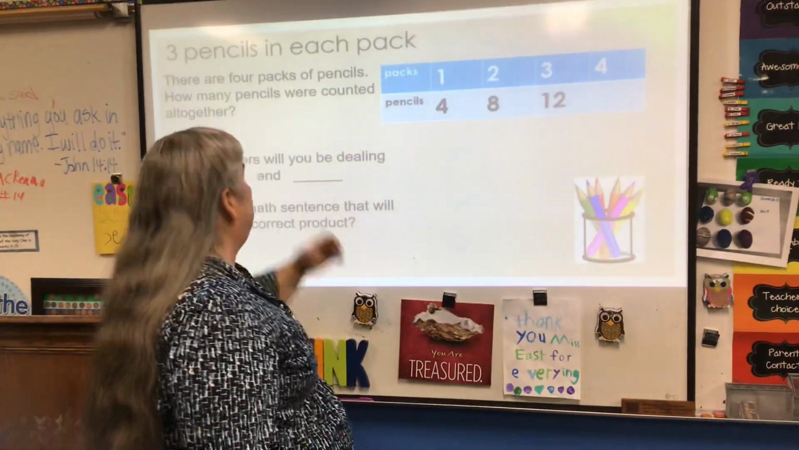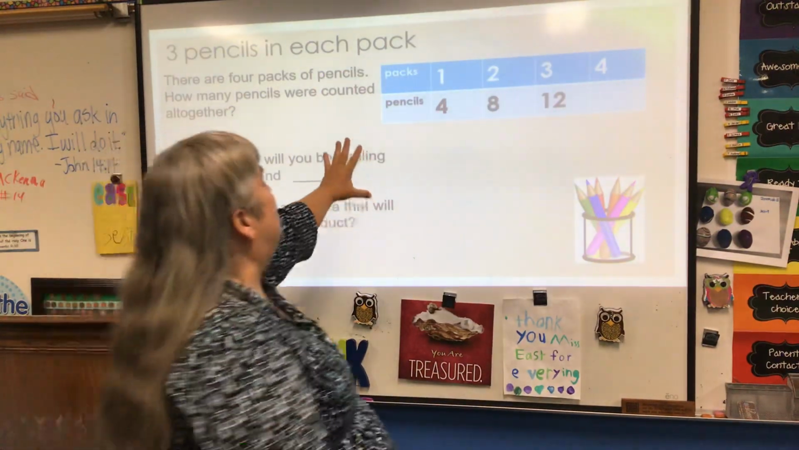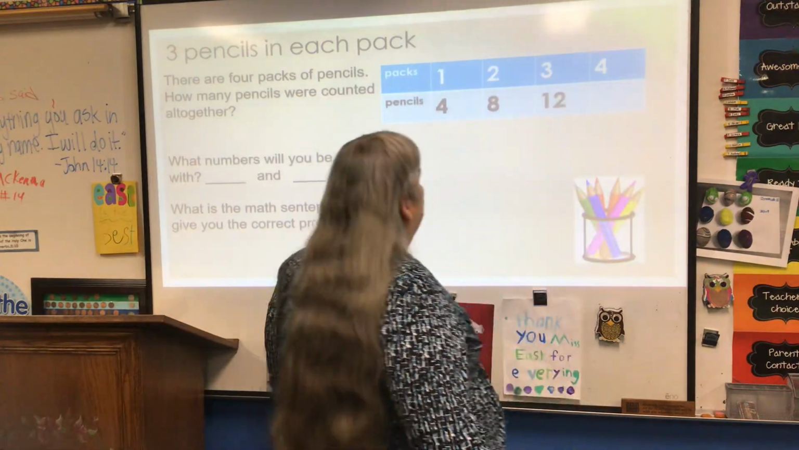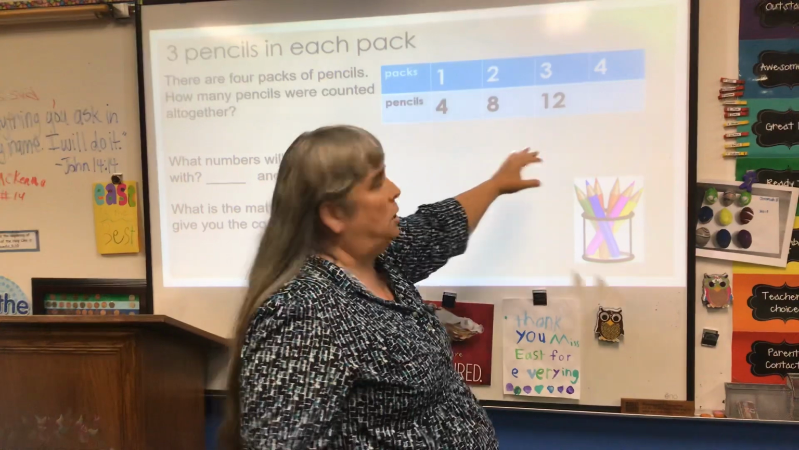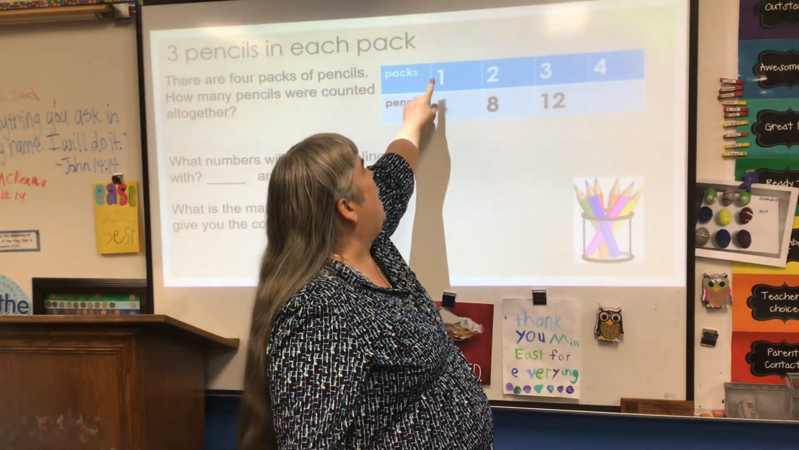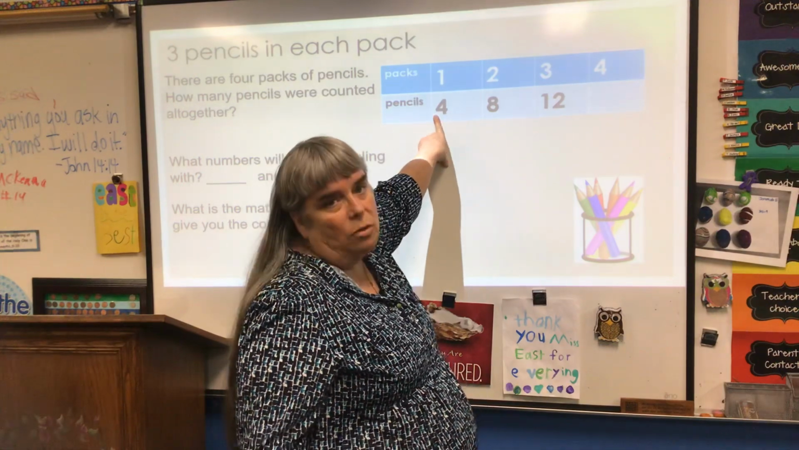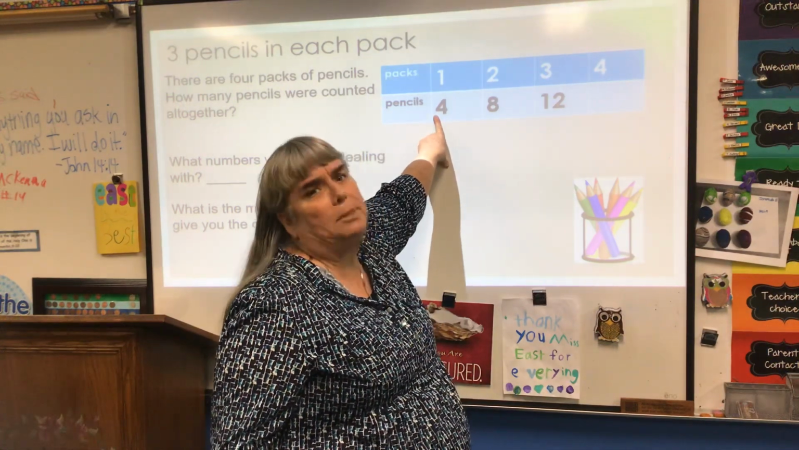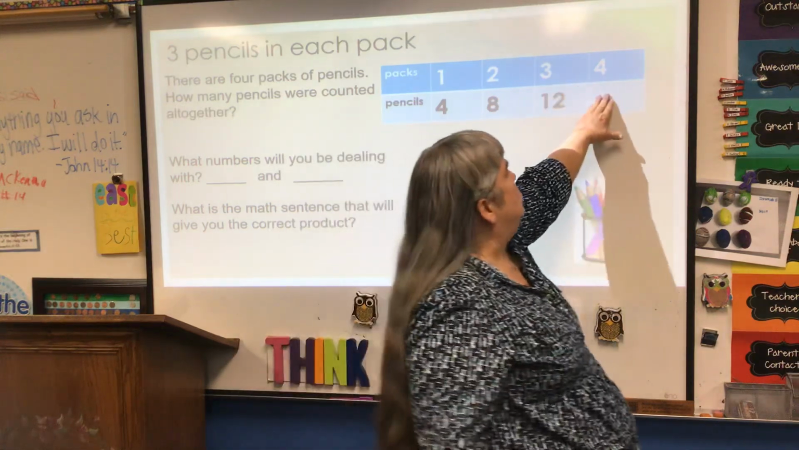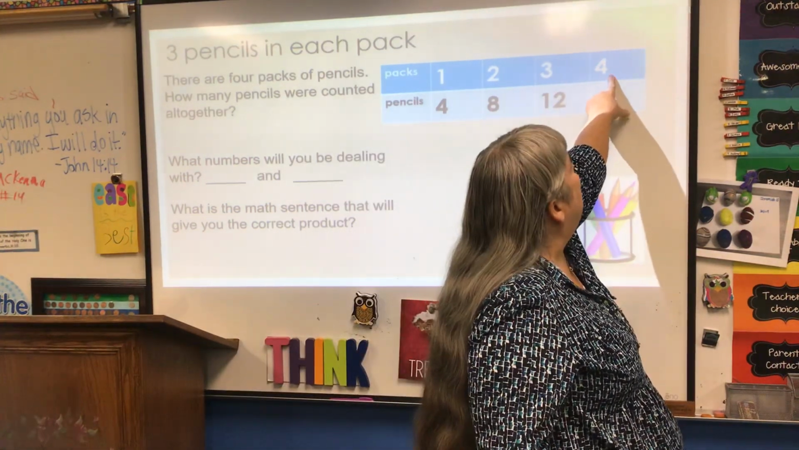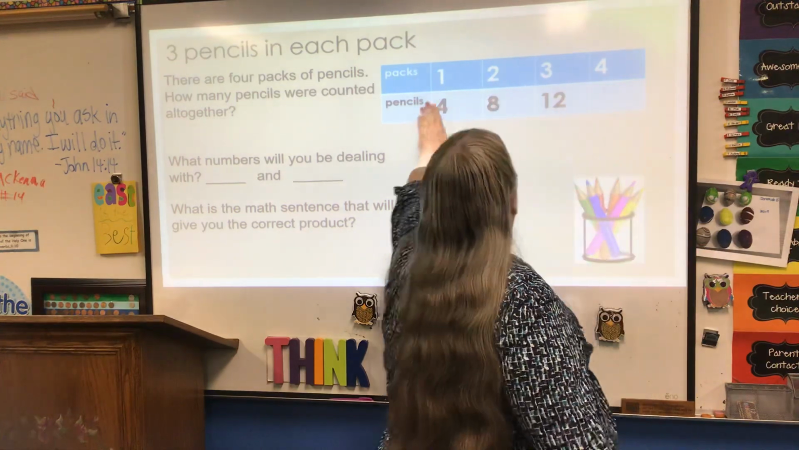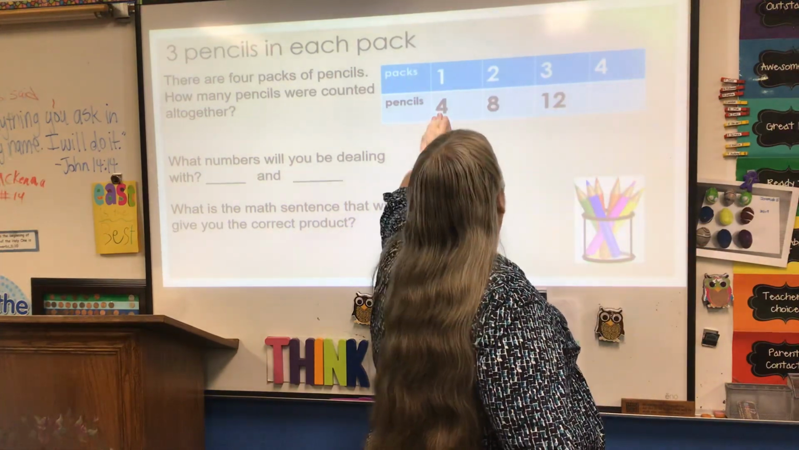Okay, next problem. You're going to see some questions that have these charts like this. Remember, the key to answering these questions is look where it says 1. So in one pack, there are 4. Basically what that means is we're multiplying by 4. So when you get to the end of this chart and it has 4, your multiplication sentence is really going to be 4 times 4.